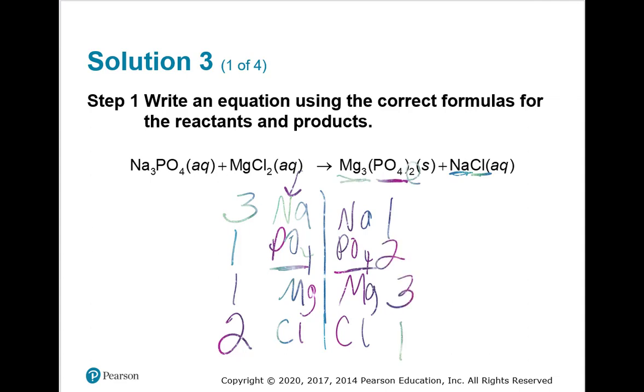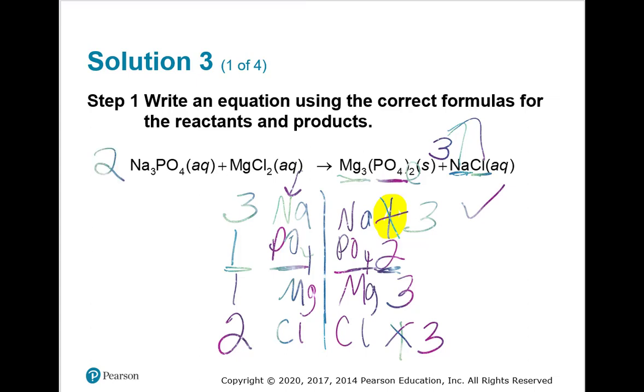Now let's look at this going top down. I can see up here on the right that sodium only has 1 sodium, and there's 3 on the left. So 1 times 3 would get me 3 Nas. That's also going to give me 3 chlorines. My Nas are good. Check. Let's go to the next one down. I have 2 phosphates on the right and 1 phosphate on the left. So let's double the phosphates on the left.